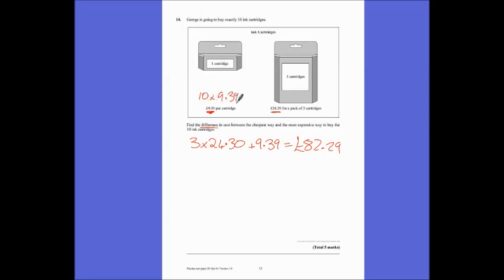So 10 lots of £9.39 is £93.90. Again, writing down everything that I've done. So the difference would be £93.90, take away £82.29, which is £11.61.